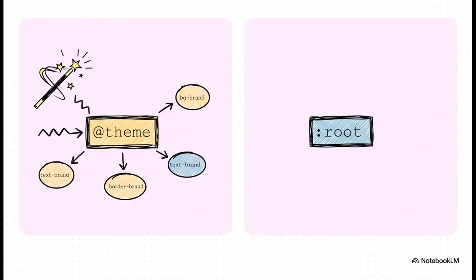Now this slide is so important to understand. If you define your --color-brand inside that @theme block, bam, Tailwind automatically creates classes for you like bg-brand, text-brand, border-brand, the whole shebang. But if you define that exact same variable in a standard :root block, well, it's just a variable. No utility classes get made. Understanding this distinction is absolutely key.